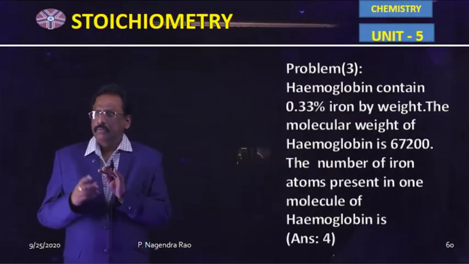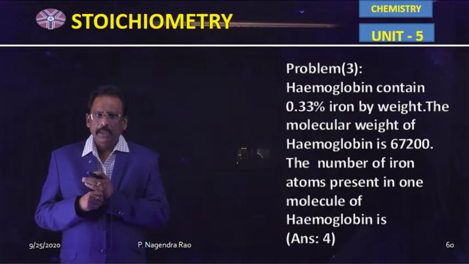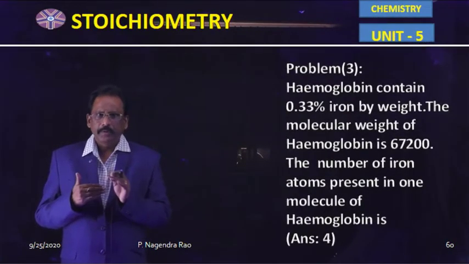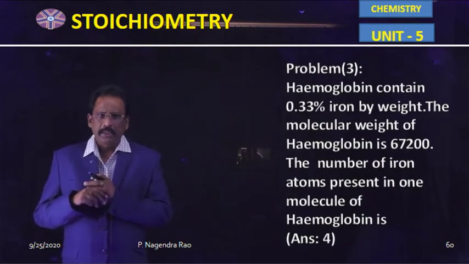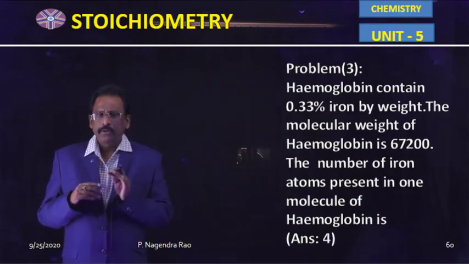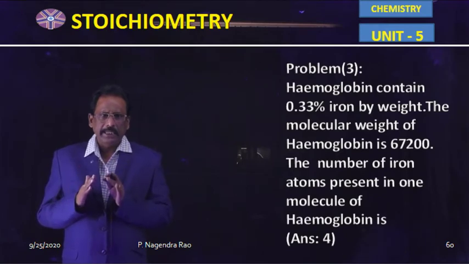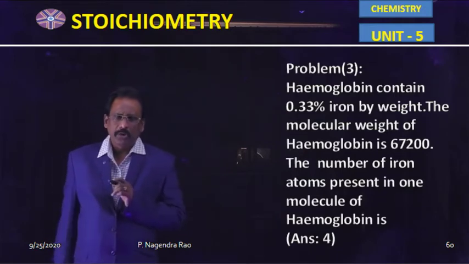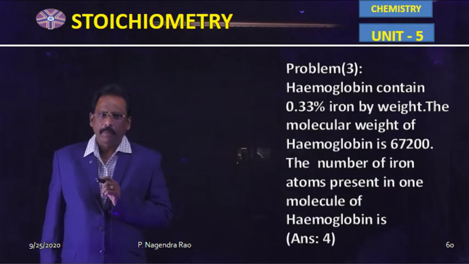The next problem is hemoglobin present in our blood. It contains 0.33% iron by weight. The molecular weight of heme, that means hemoglobin, is 67,200 grams. So how many iron atoms are present in one molecule of hemoglobin?